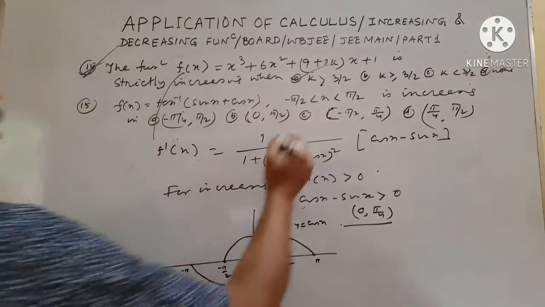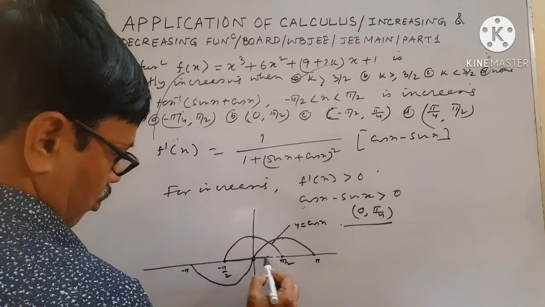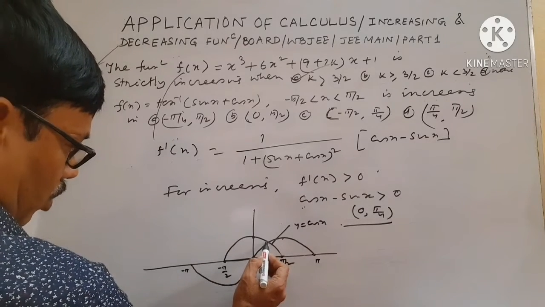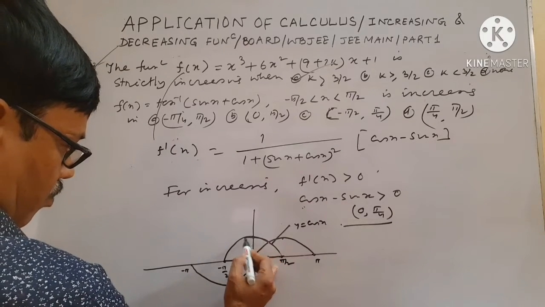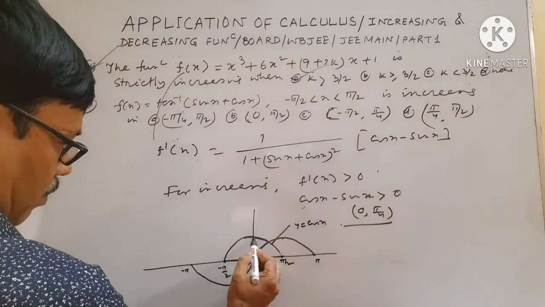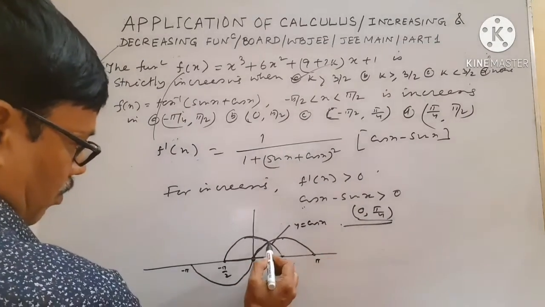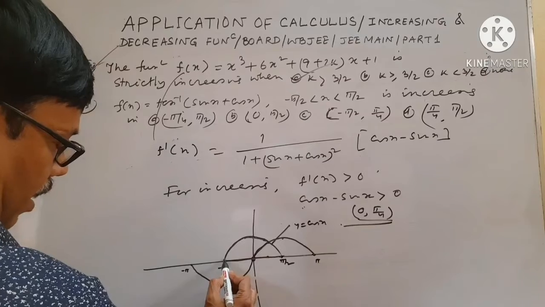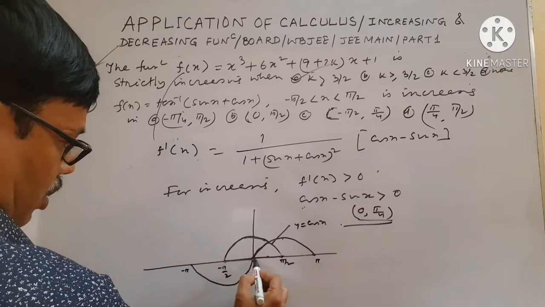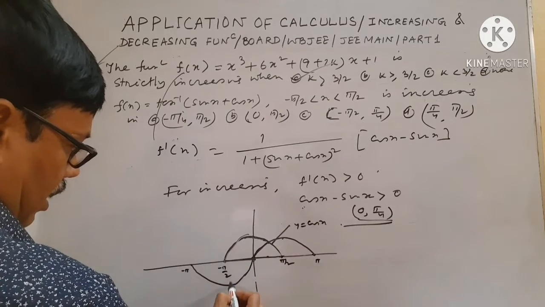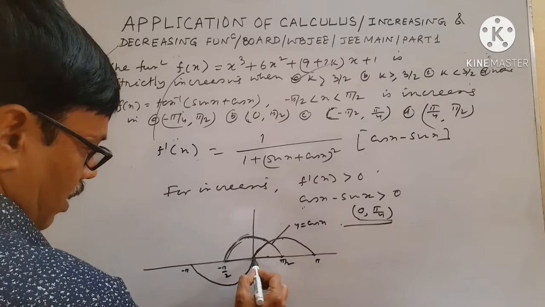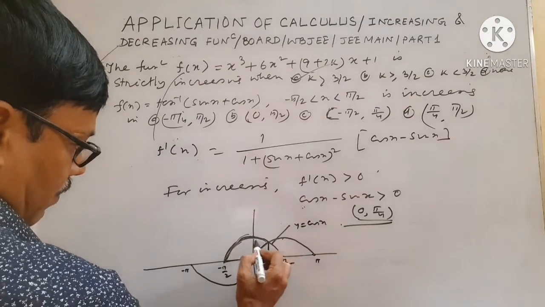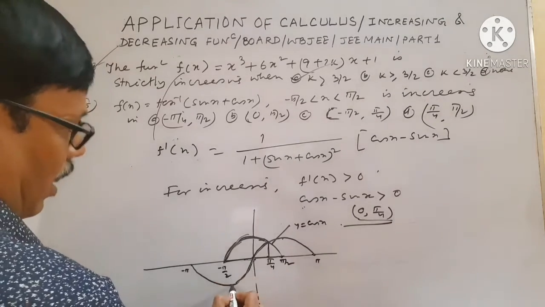But here the interval is minus pi by 2 to plus pi by 2. Now the cos curve lies above the sine curve for this part, 0 to pi by 4. Here also this curve is above, from minus pi by 2 to 0. This is the cos curve and this is the sine curve. So this is above, so minus pi by 2 to pi by 4. This is pi by 4. The cos curve is above the sine curve.